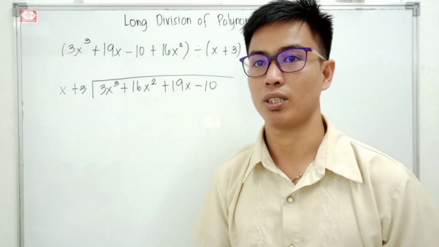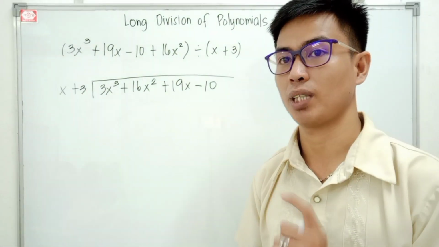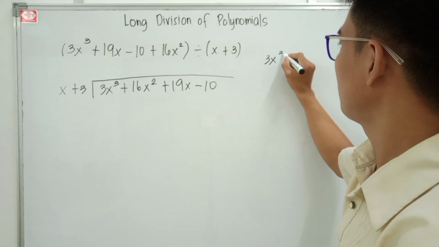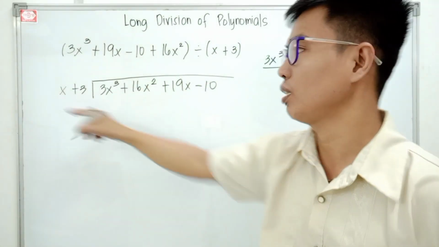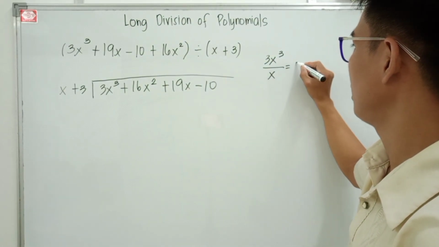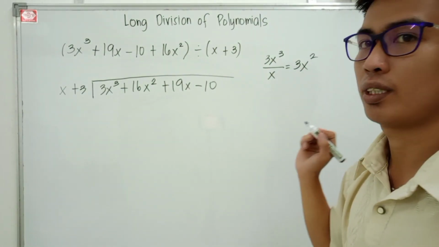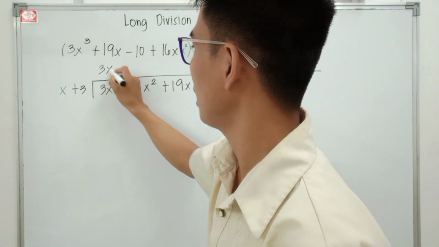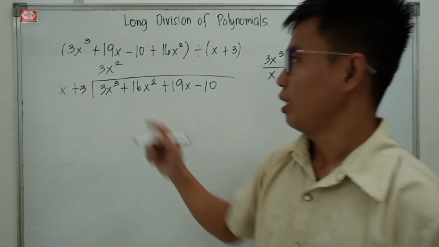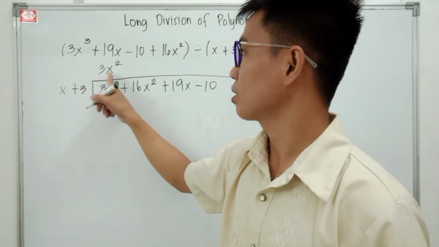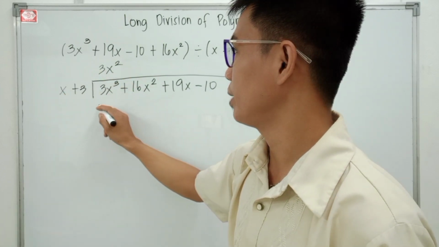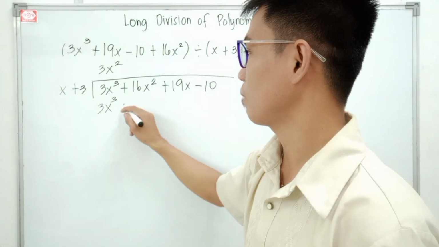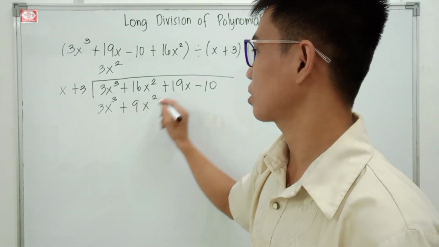Then proceed with the division. So the first step is to divide the first term of the dividend and the first term of the divisor. So that is 3x cubed divided by the first term of the divisor x. And that will be 3x squared. Then yung sagot natin dito, sulat na natin sa tapat, dun sa taas, 3x squared. And then multiply the result to the divisor. So 3x squared times x, that will be 3x cubed. 3x squared times positive 3, that will be 9x squared.